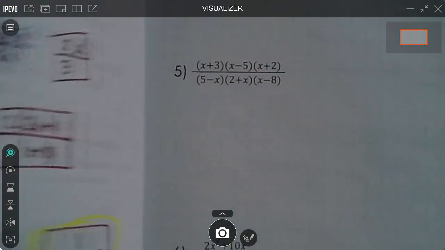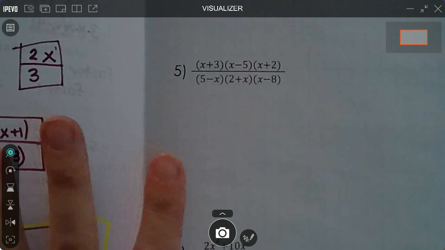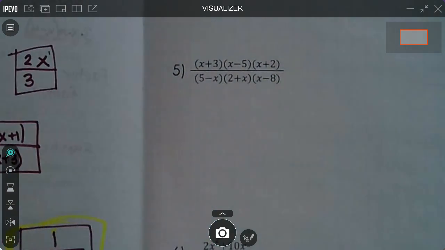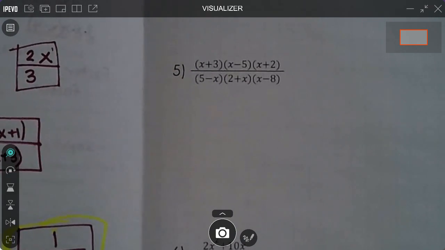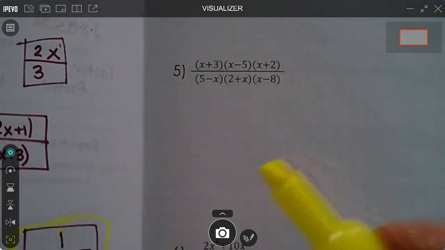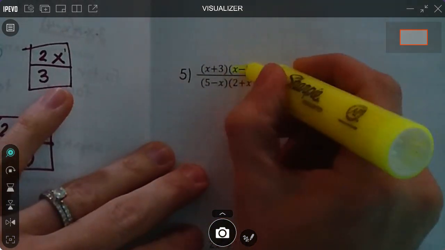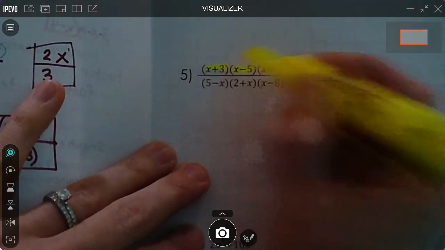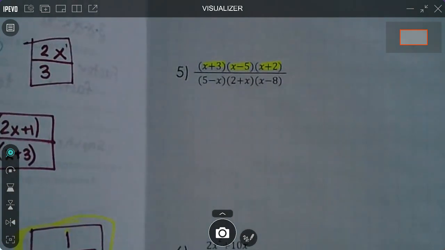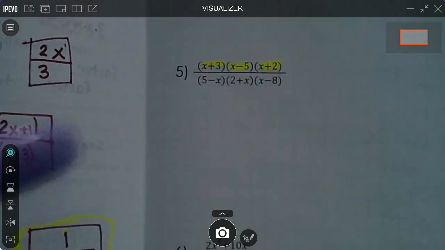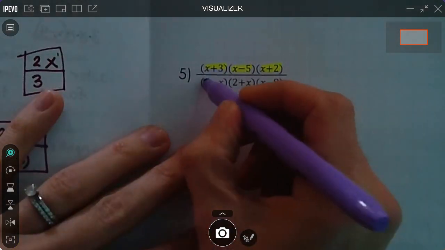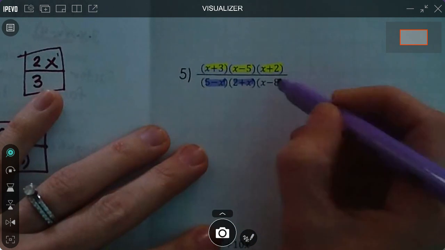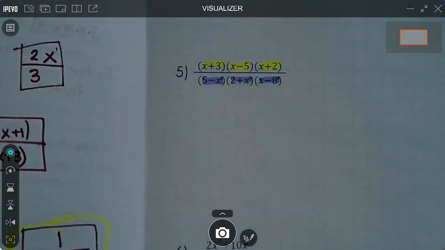All right, so look at number 5. Oh, 5 has more. It has a lot going on. The nice thing though is it's already factored for you. Yeah, it's already factored. So step 1 is already done for you. Okay. Tell me a factor that is on top. x minus 5. What else? x plus 3. x plus 2. So all 3 of those are separate factors, right? Yep. Okay. Tell me a factor on the bottom. 5 minus x, 2 plus x. So you've got 3 factors on the bottom, right?